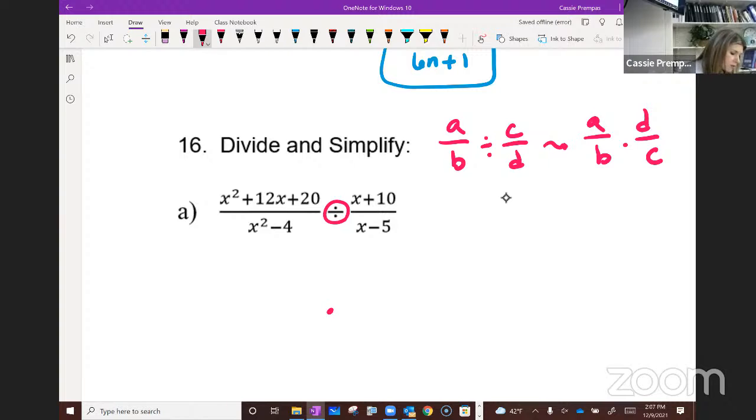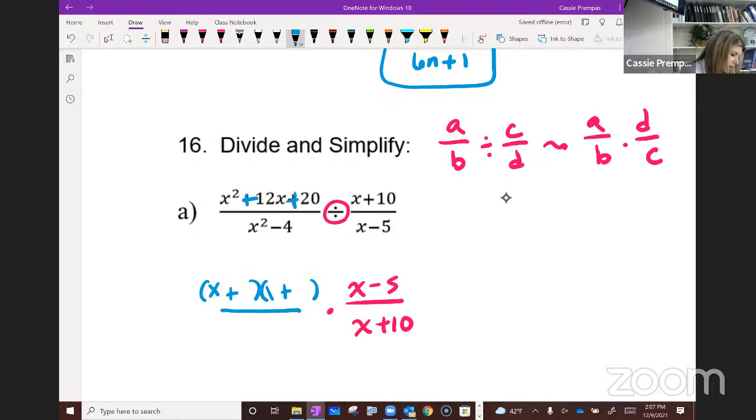So now I can see I have to multiply by x minus 5 over x plus 10. And then what do I have to do with this first fraction? Factor, good. So the last term's positive, which means I'm gonna have the same signs as the middle term. So plus and plus. Then x times x would give me x squared. What are factors of 20 that work here? 10 and 2, good. Can I factor x squared minus 4? Yeah, what does that factor down into? Good, x plus 2, x minus 2.